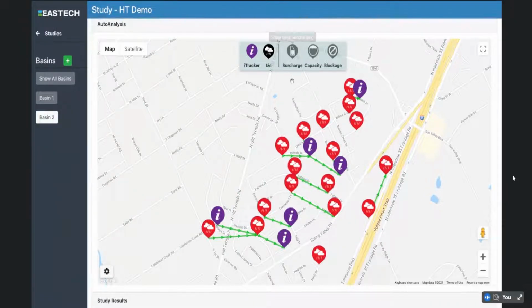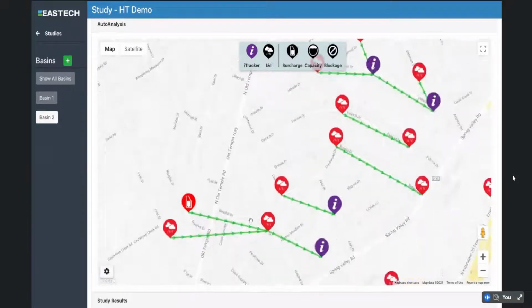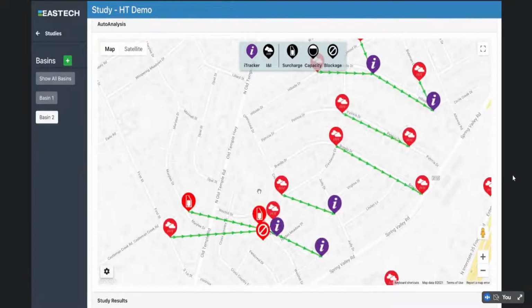We can also detect surcharging, capacity issues, and blockages at each one of the manholes here. So what you'll see is each one of the intelligence points, represented by an iTracker in the manhole, can also detect all of these multiple issues as well as where the I&I is present.